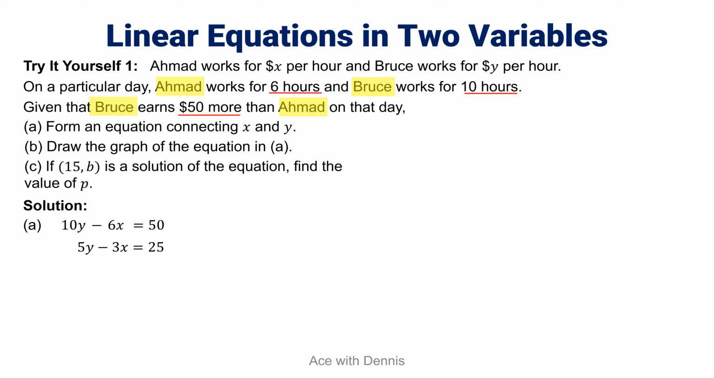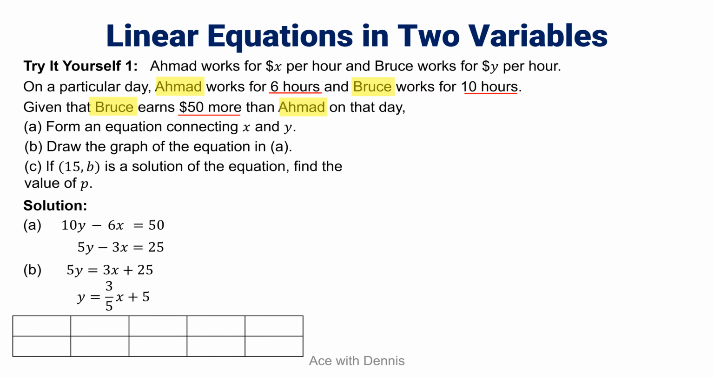Hence, the next step is to divide by 2 on both sides to simplify the equation. We will get 5y minus 3x equals 25. So this is the equation we want to form for part A. For B, to draw the graph of the equation in part A, we need to make y the subject first. So from the equation in part A, we can say that 5y equals 3x plus 25. Hence, y equals 3 over 5 x plus 5.